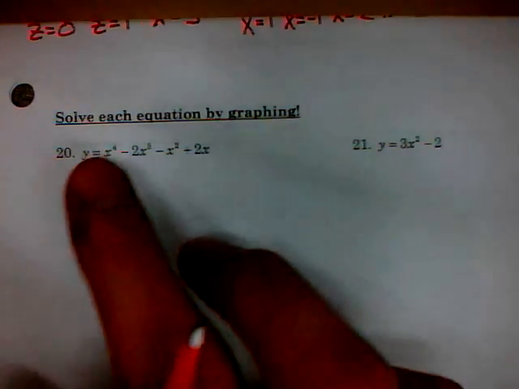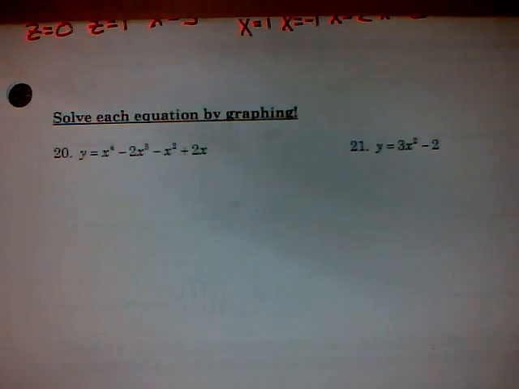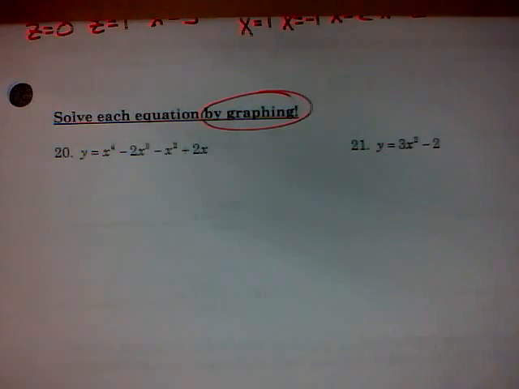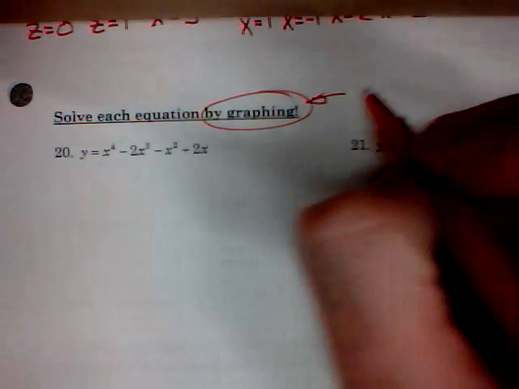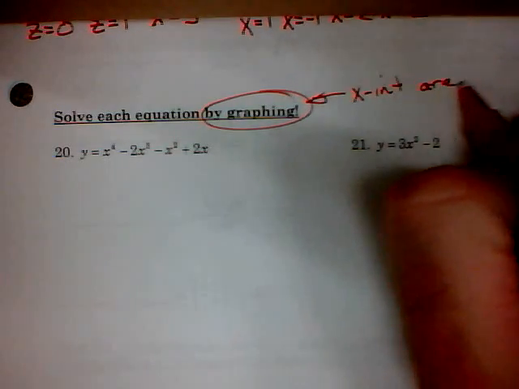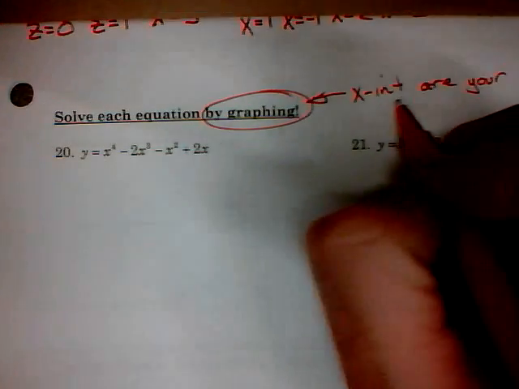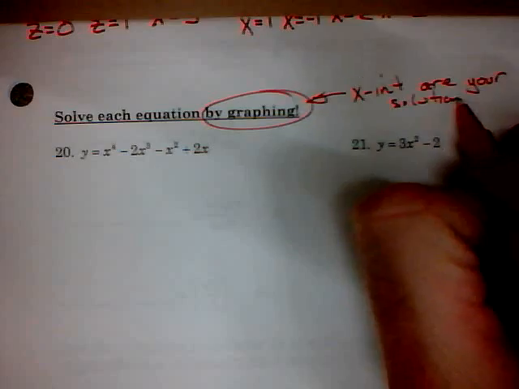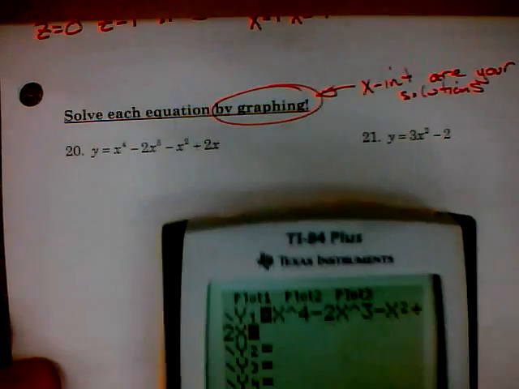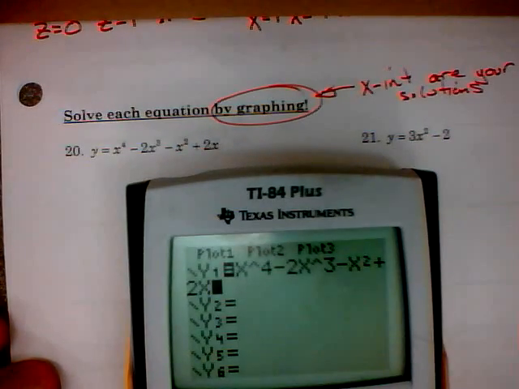All right, on question 20 and 21, we want to solve this by graphing, so we're not going to factor this one, we're just going to solve it by graphing. And again, you're going to solve it by graphing because the x-intercepts are your solutions. Okay, the x-intercepts are your solutions. So we're going to take the equation, we're going to plug it into our calculator.